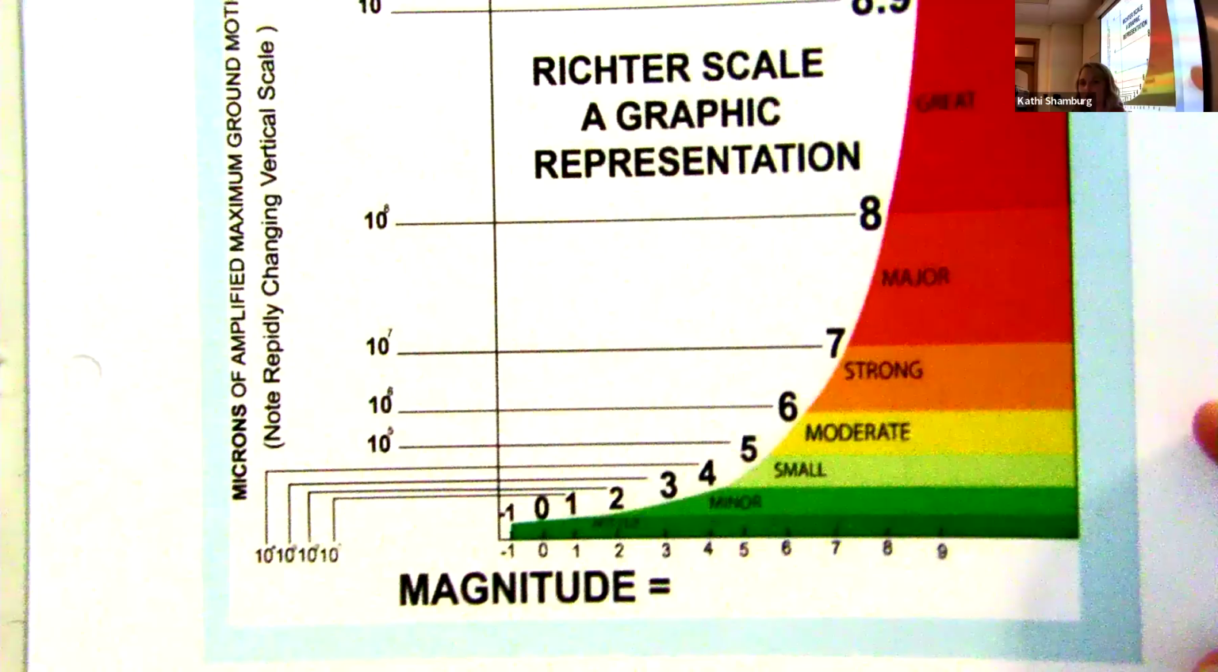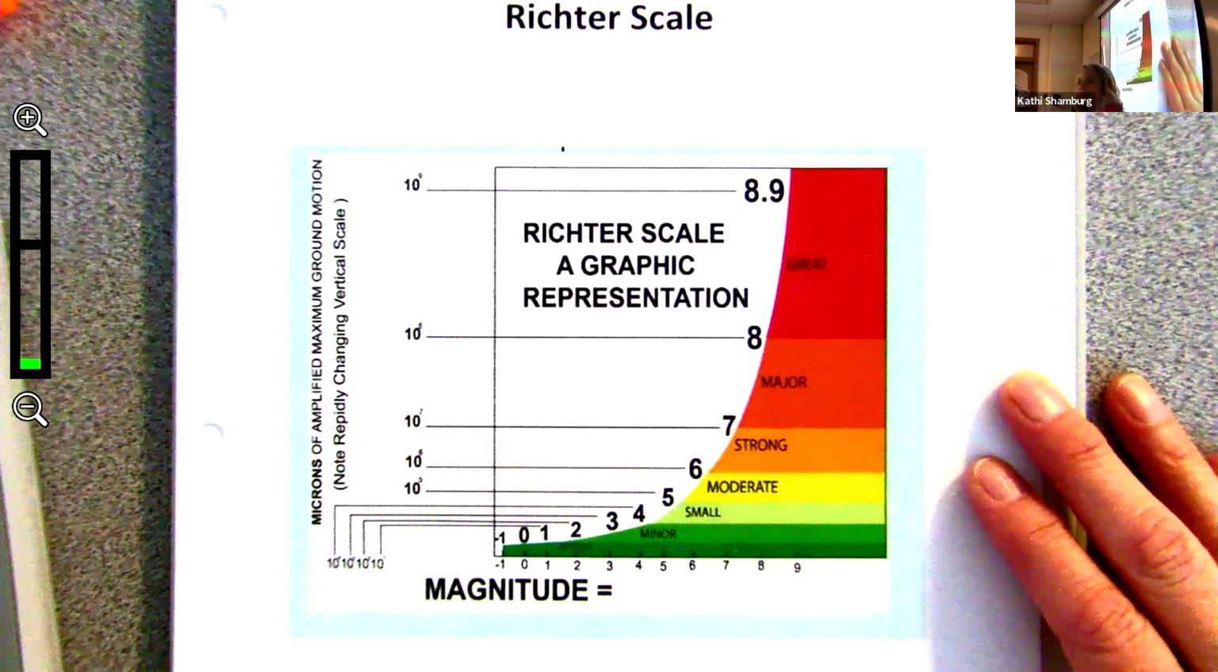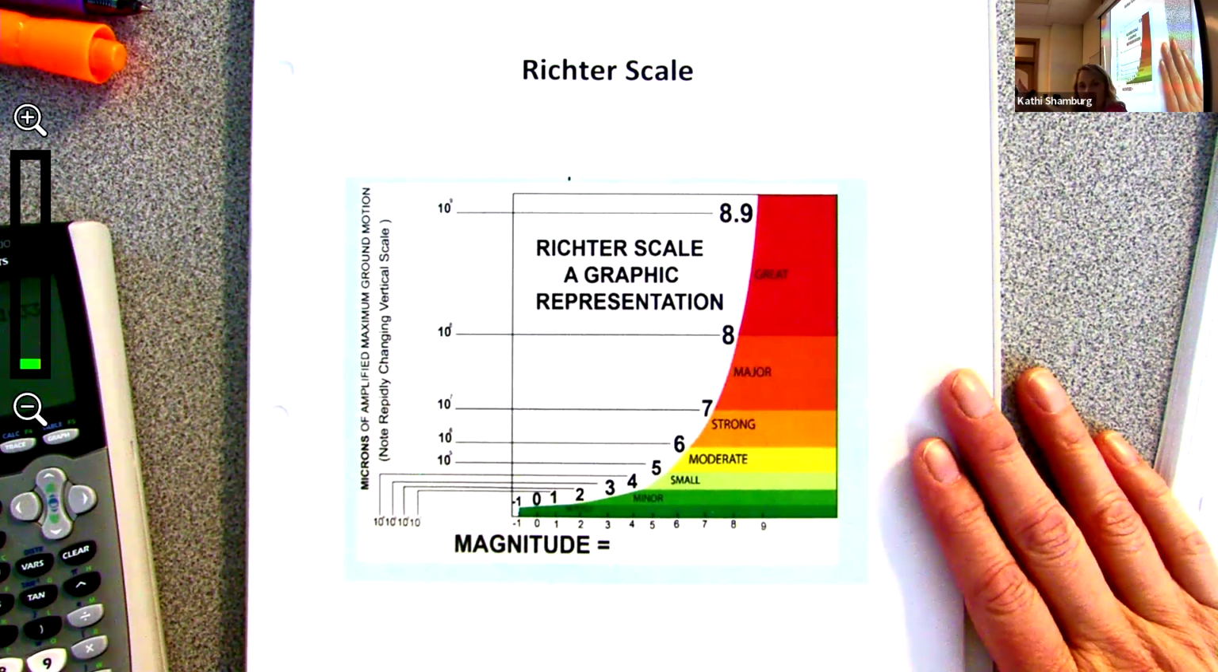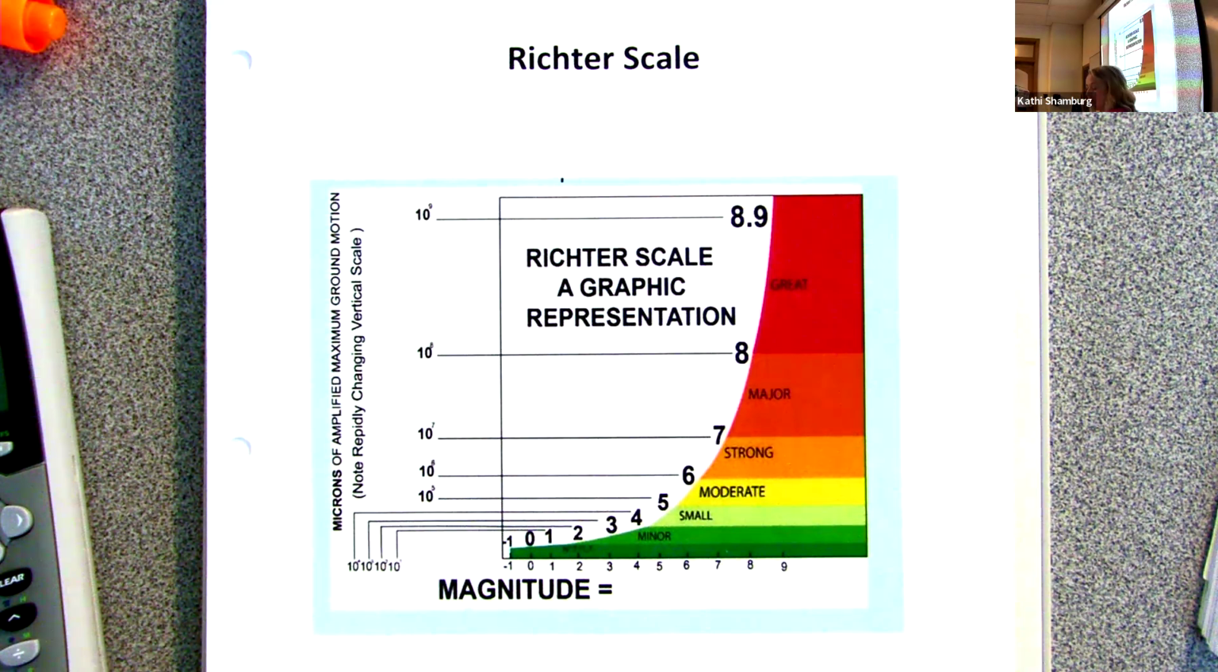Now, base 10 is also used, and we're going to look at that a little bit. It has to do with a Richter scale. Do you guys know what a Richter scale measures? Earthquakes. Yep, a Richter scale measures earthquakes. You don't have this, but I want to give you an idea of what a Richter scale looks like, okay?